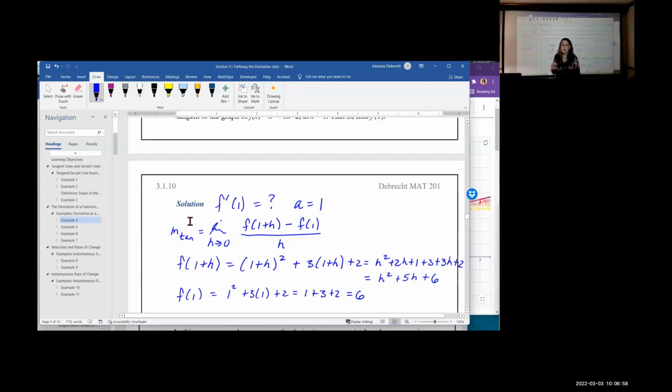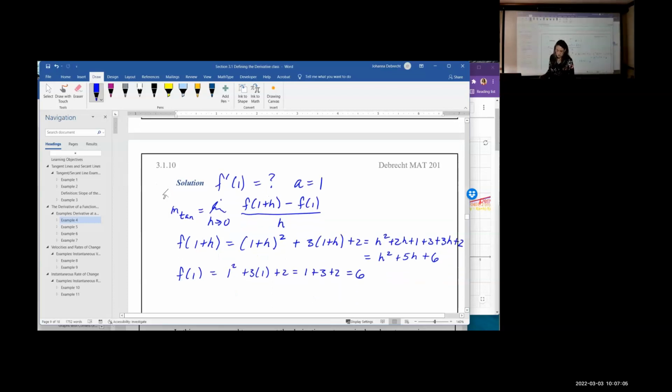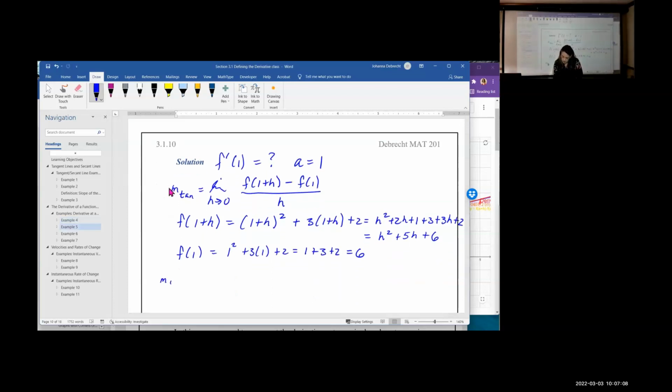All right, so I'm doing it in pieces. I'm finding this piece first, and I'm finding this piece second, and now I'm ready to put them into the difference quotient. So I've got the slope of the tangent line: the limit as h goes to 0 of f of 1 plus h minus f of 1, all divided by h, is equal to the limit as h approaches 0 of h squared plus 5h plus 6 minus 6, all divided by h.